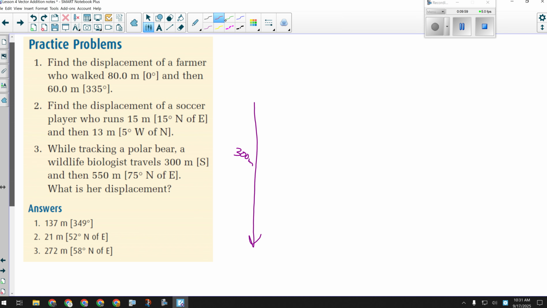Okay, now our second vector has to go on the head of the first, but it's 75 degrees north of east, and it's much longer than the 300. It's 550 meters. So I'm going to draw a line that's due east, but I'm not making it very long because this thing's going mostly up, mostly north, right? It's 75 degrees north of east. It's like this.